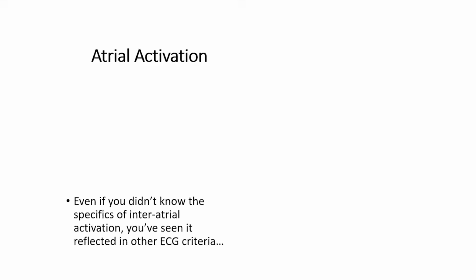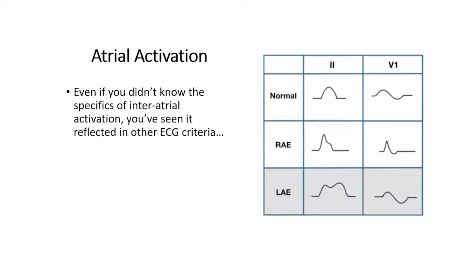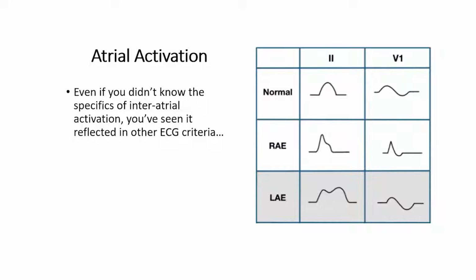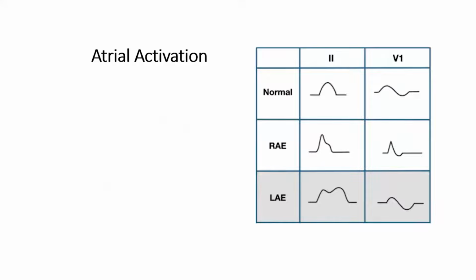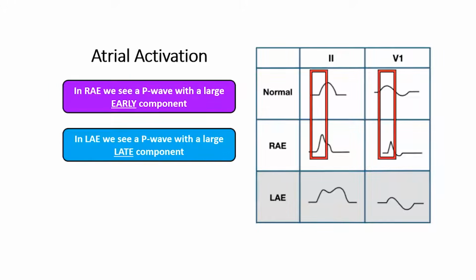Even if you didn't know the specifics of interatrial activation that we just reviewed, you've probably seen it reflected in other ECG criteria. Take, for example, here, the criteria for atrial enlargement. These are things that we've probably started to get familiar with as medicine residents. When we look at the criteria for right atrial enlargement, we see that this focuses on the P wave amplitude in the early component of the P wave. In left atrial enlargement, we see that the emphasis is on larger P wave amplitudes in the late component of the P wave.